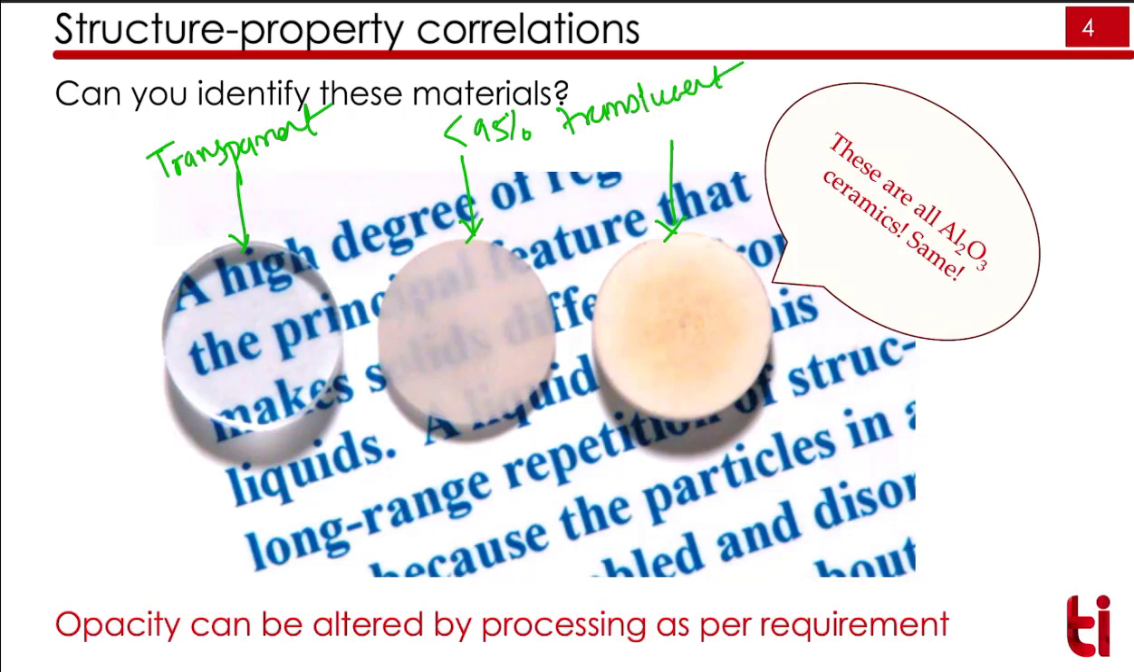Here there are some small pores in the material, and due to these pores the light coming from the top surface gets scattered, and that's why you cannot see the bottom side. The third one is fully opaque. This is opaque because the density is less than 90%, and that's why all the light falling on the sample gets scattered, and you cannot see any of the other parts. So here we have changed only the structure, and the properties have changed from transparent to opaque. The material is the same. These are all made of Al2O3 ceramics.